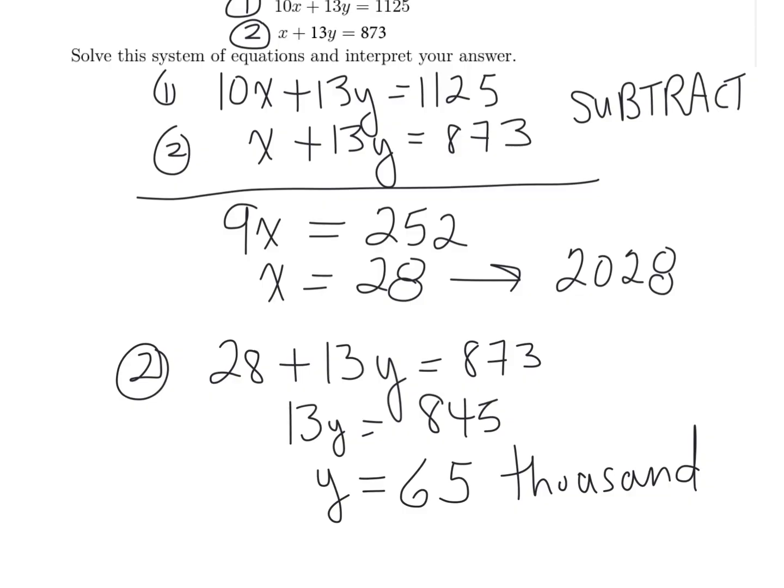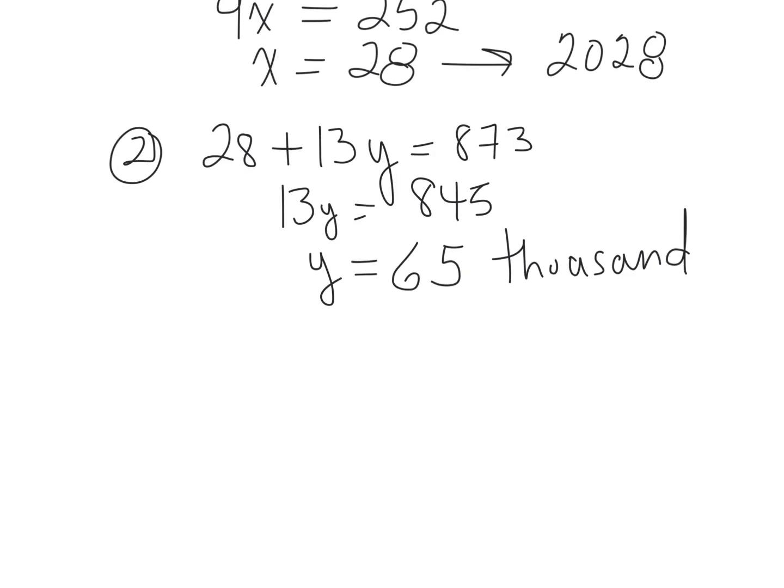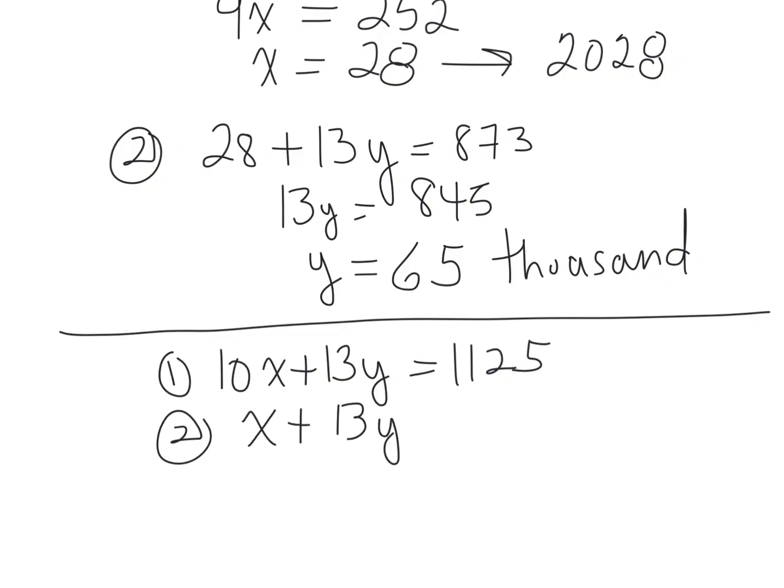Now, what if we use substitution? That was solving this set of equations with elimination. In this case, we could also solve it using substitution. So let's see how that might look. Again, I'll just draw a line here, we have 10x plus 13y is equal to 1125. That's our first equation. And our second is x plus 13y being equal to 873.